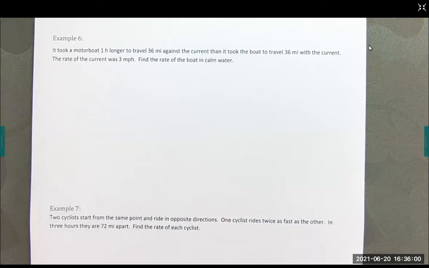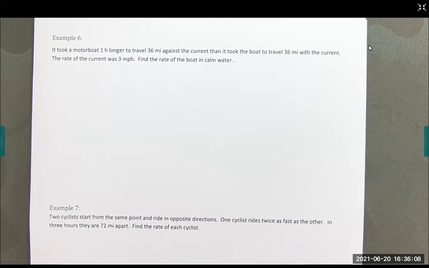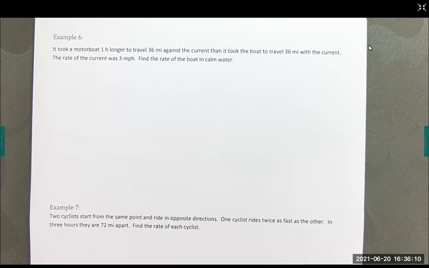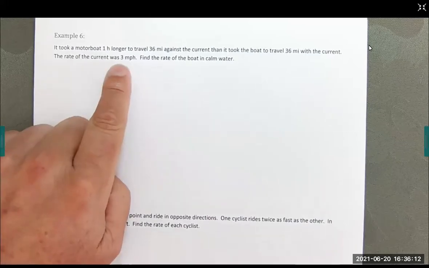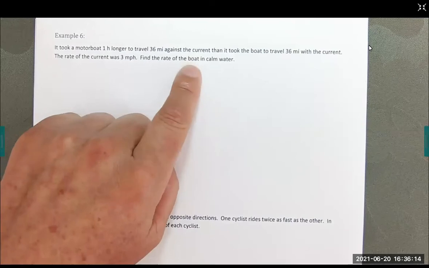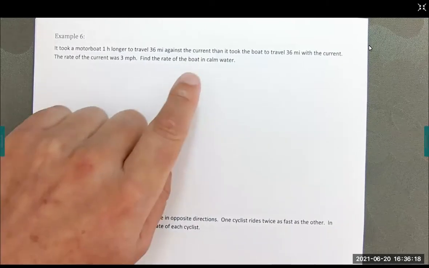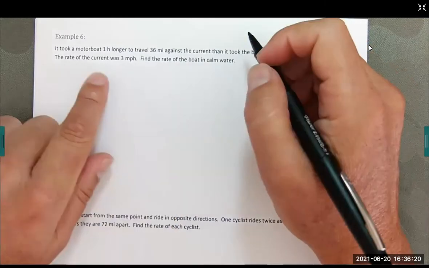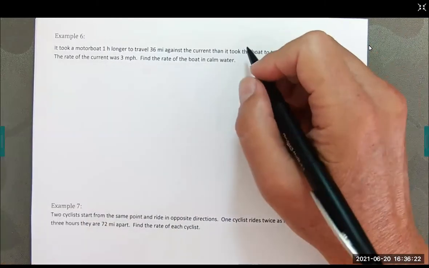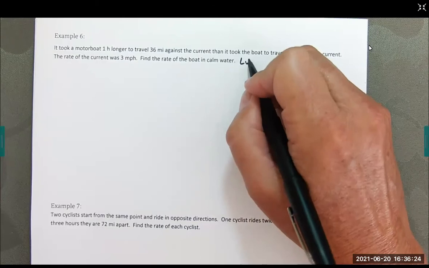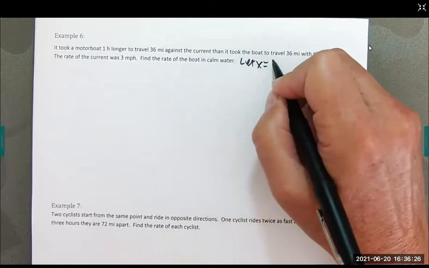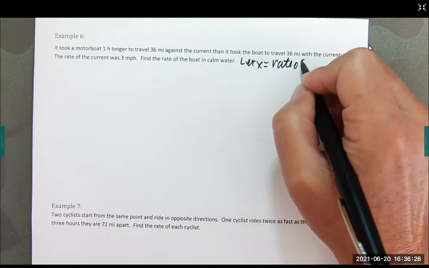So it took a motorboat 1 hour longer to travel 36 miles against the current than it took the boat to travel 36 miles with the current. The rate of the current, see, now we have the rate of the current. We want to know the rate of the boat. Before, we knew the speed of the plane but didn't know the wind. This one, we know the wind, or in this case, the current, and we're to find the rate of the boat. So I'm going to start by letting x equal the rate of the boat.